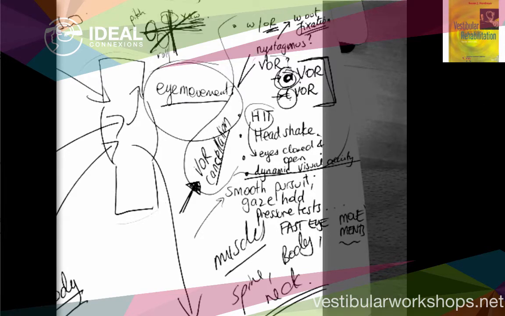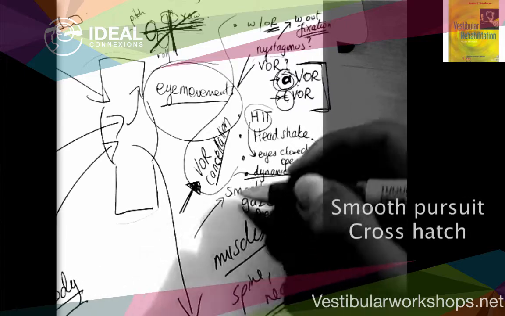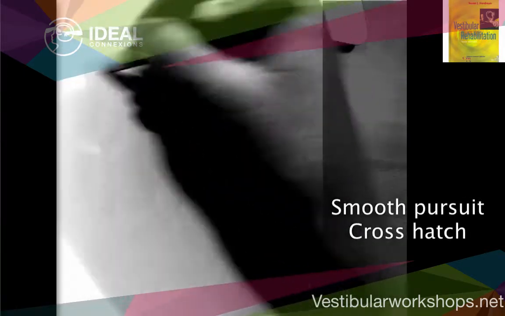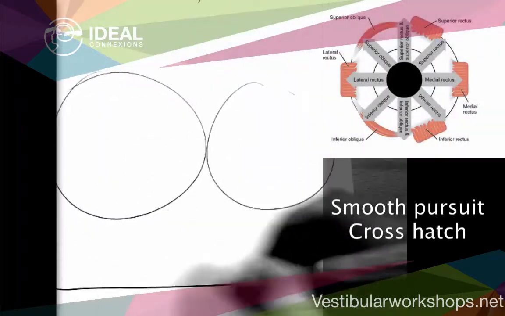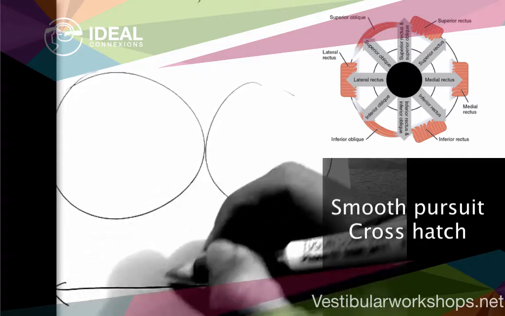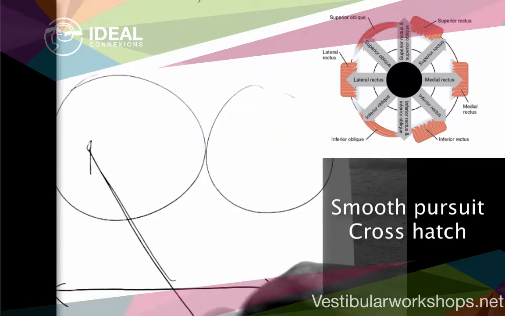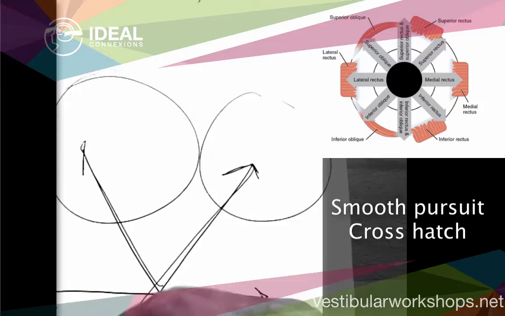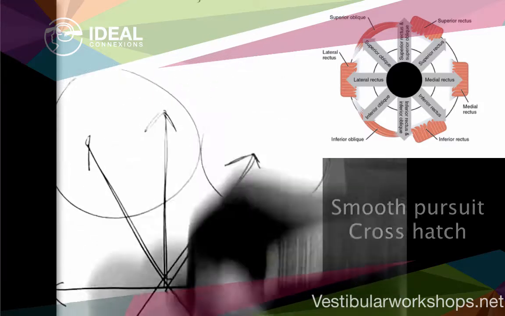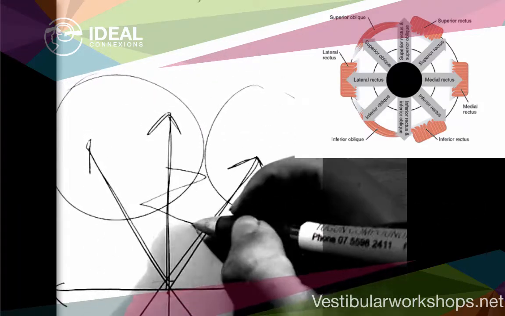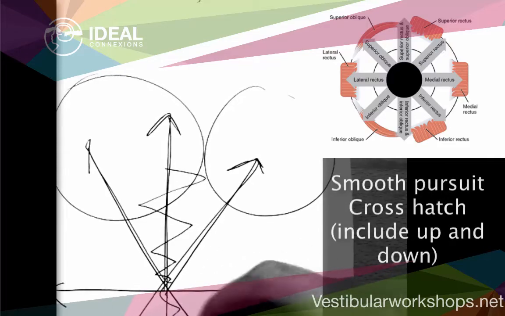Now with your smooth pursuit, at the end of it, if you're doing a crosshatch pattern, you're going to have your eyes go all the way this way, all the way this way, all the way this way, and up. I do up and down because I like to see how the eyes jump. I get a lot of information from that. It's not in your standard tests.